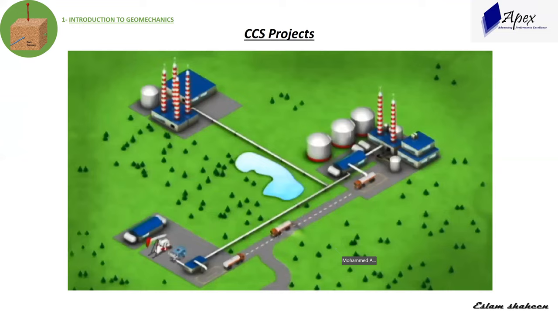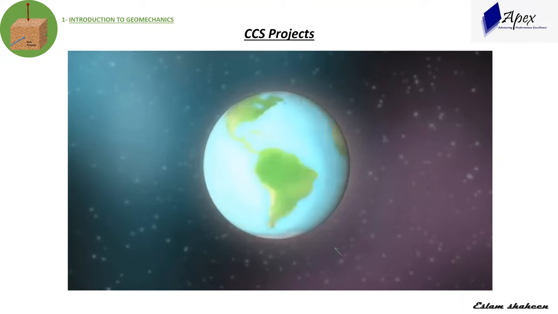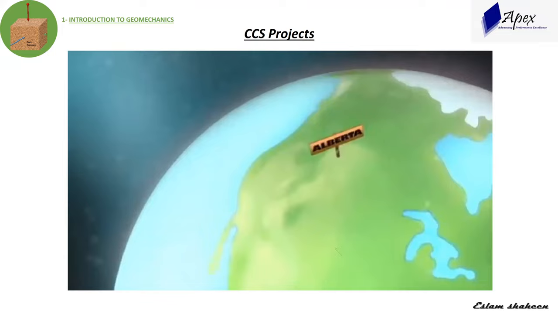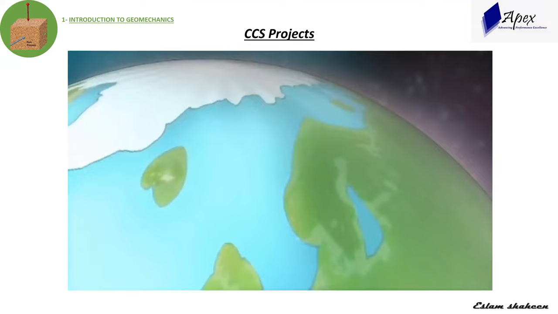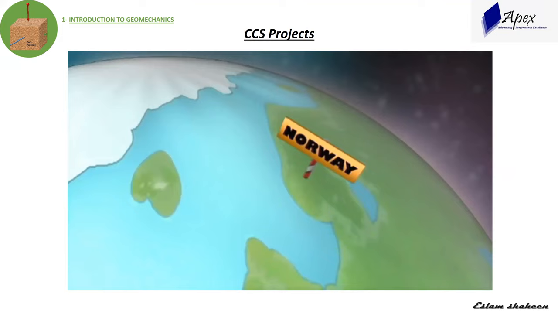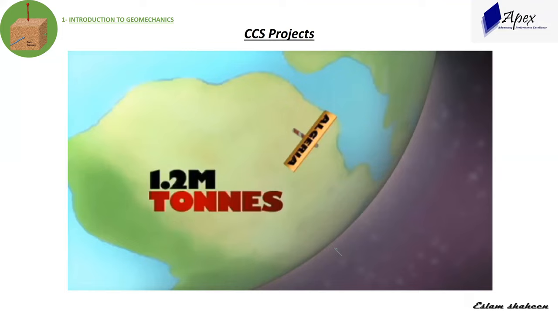Carbon capture and storage is being successfully used around the world. In Canada, it has mostly been used for enhanced oil recovery. In Algeria and Norway, CCS is being used for long-term storage of carbon dioxide. In Norway, offshore natural gas contains a high level of carbon dioxide, which needs to be removed before the gas is shipped. The CO2 has been stored and sealed 1 kilometer below the ocean floor since 1996. In Algeria, 1.2 million tons of carbon dioxide has been captured and stored annually since 2004.